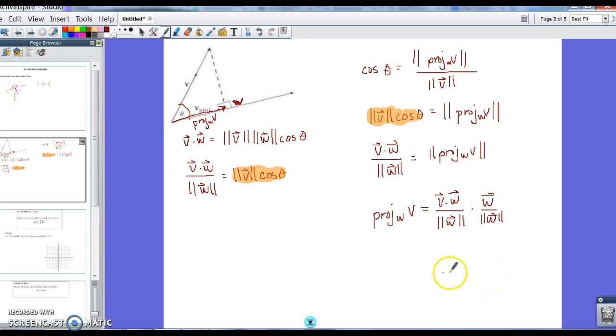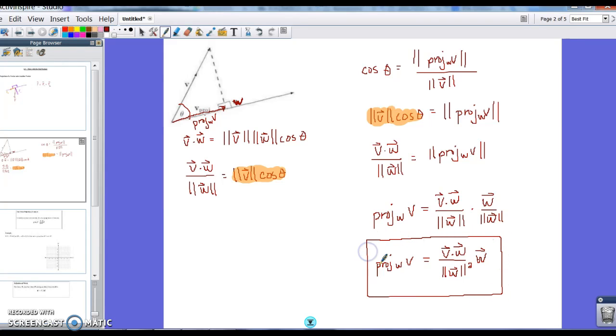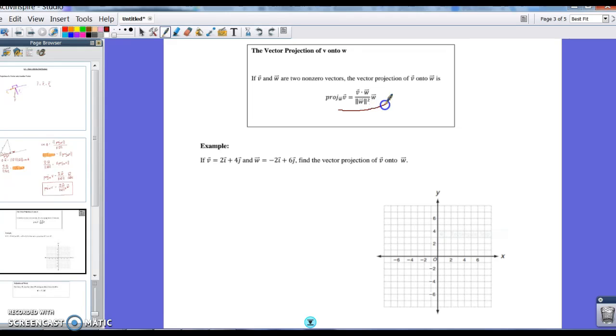So what we end up with for the projection, and we're going to do an example of this, is the dot product of V and W over the magnitude of W squared, times W. And that is the formula for the projection of V onto W. Again, not something you're going to need to derive, but you do need to know. So let me show you how that is used in an example. Here we have the whole formula up here for you, but that's just where it came from.